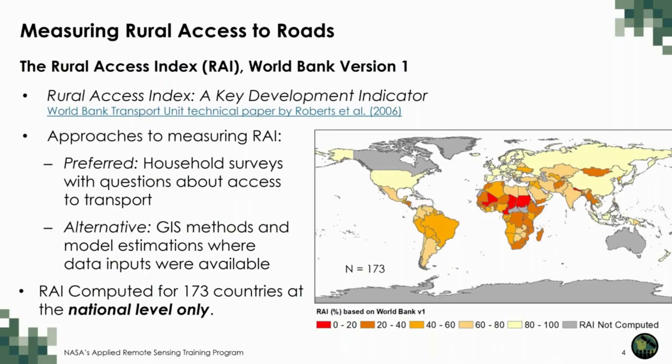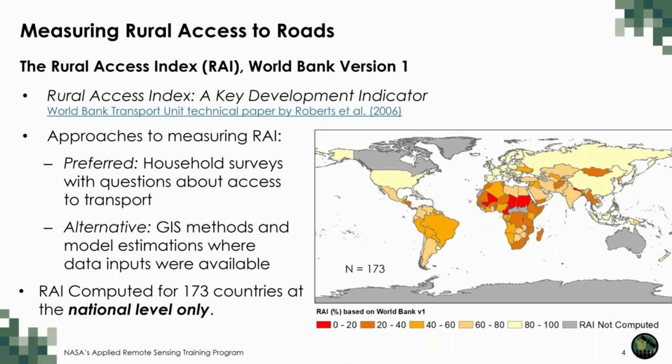The Rural Access Index was developed by the World Bank Transport Unit and presented in their 2006 technical paper, Rural Access Index, a Key Development Indicator. The report states the Rural Access Index provides a consistent basis for estimating the proportion of the rural population which has adequate access to the transport system. It can help to inform policies and strategies which ensure that the rewards of development are distributed more equitably to the rural population. The report identified two main approaches to measuring the index.